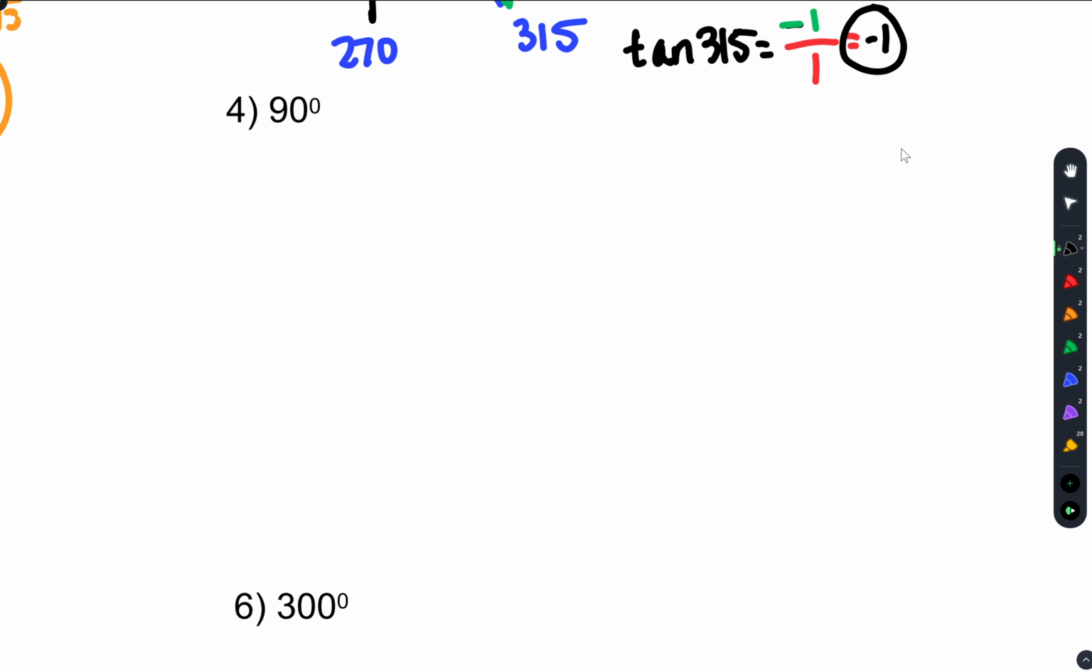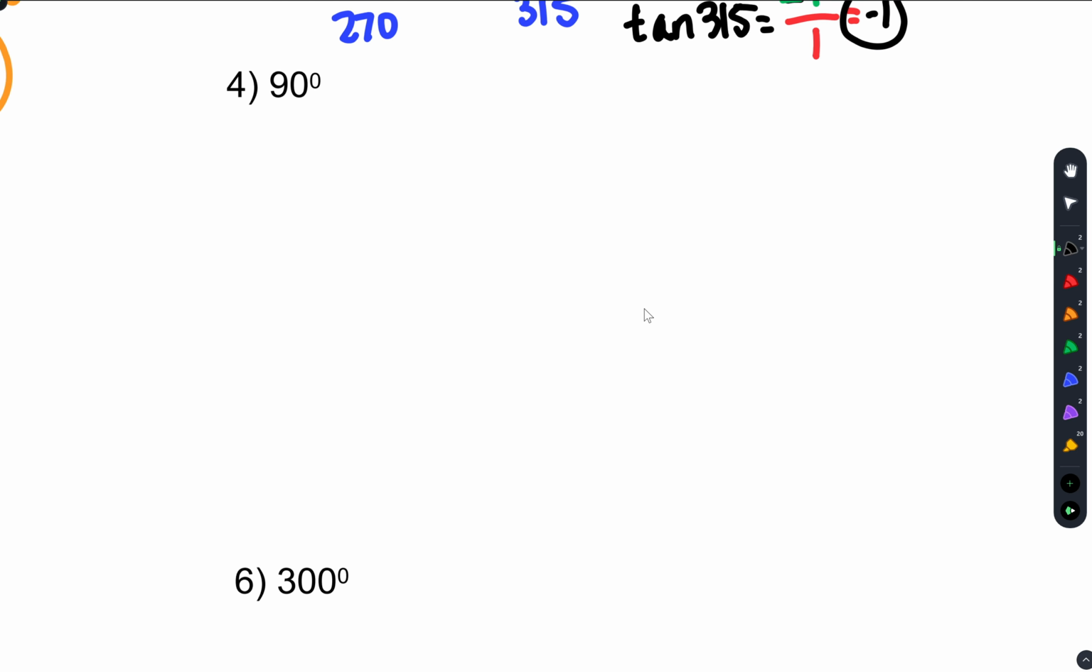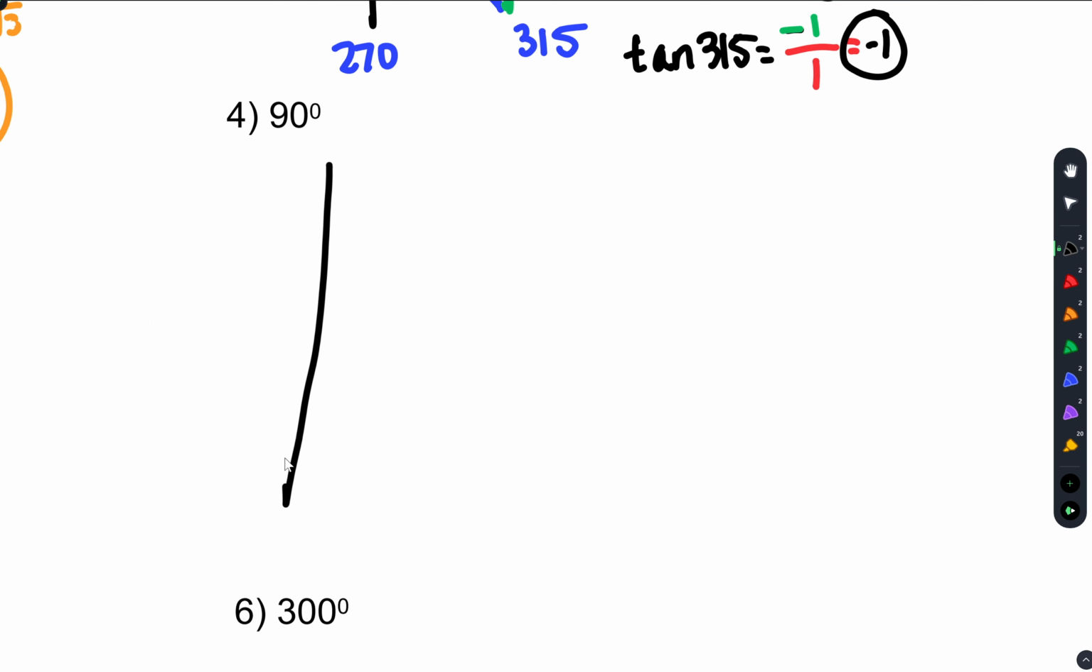I'm going to draw my coordinate plane. I don't like that coordinate plane. Okay. Where is my terminal side going to be if my angle is 90? Is it going to end up in a quadrant? What's going to happen to it? Yeah, it's going to end up on the y-axis. We know that this is 90 degrees right here. So my terminal side ends up going straight up and down on this y-axis.